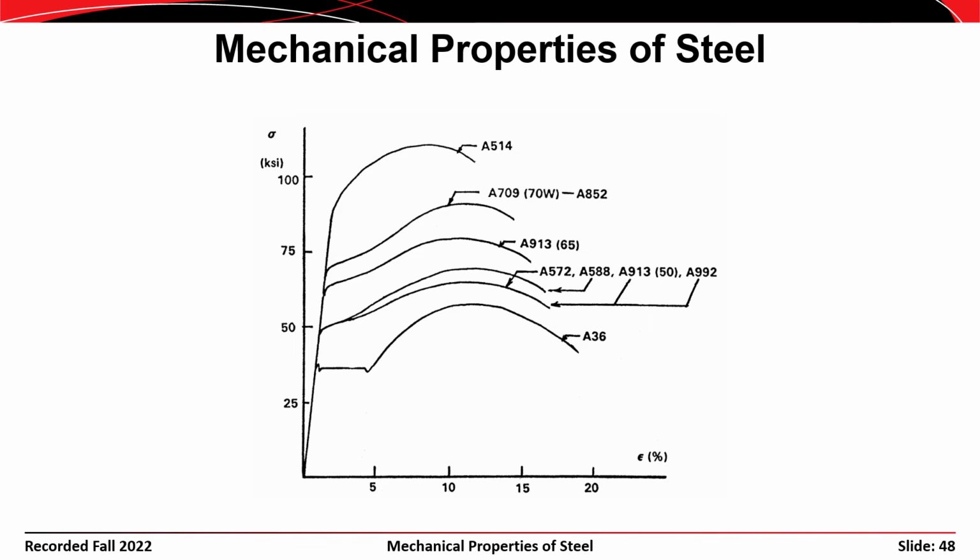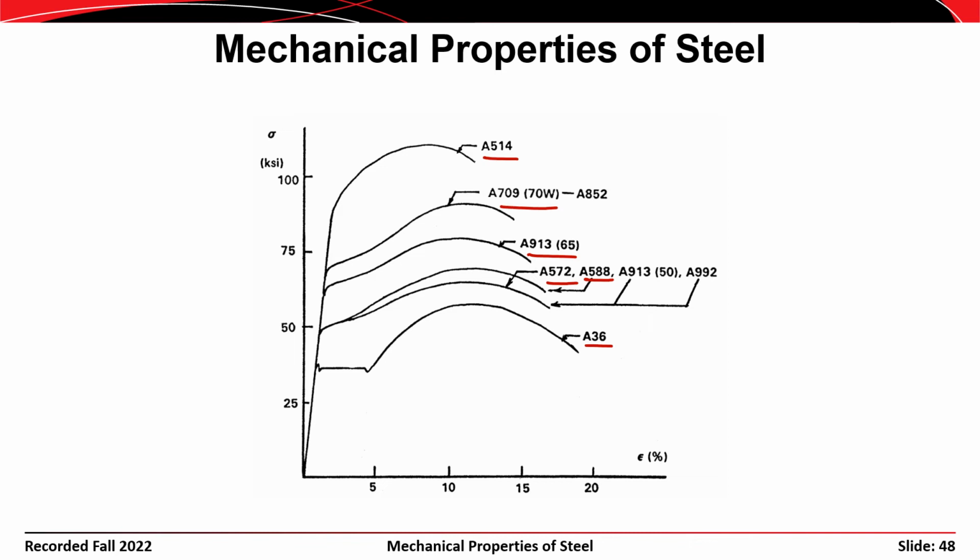Now, that particular trend is illustrated in this slide as well. We have A36 steel again here. We have A572 grade 50 steel. Here's the weathering steel, A588. A913 is a grade of steel that's used for plates. A709 is a bridge steel, etc. A514 would be like 100 KSI steel.